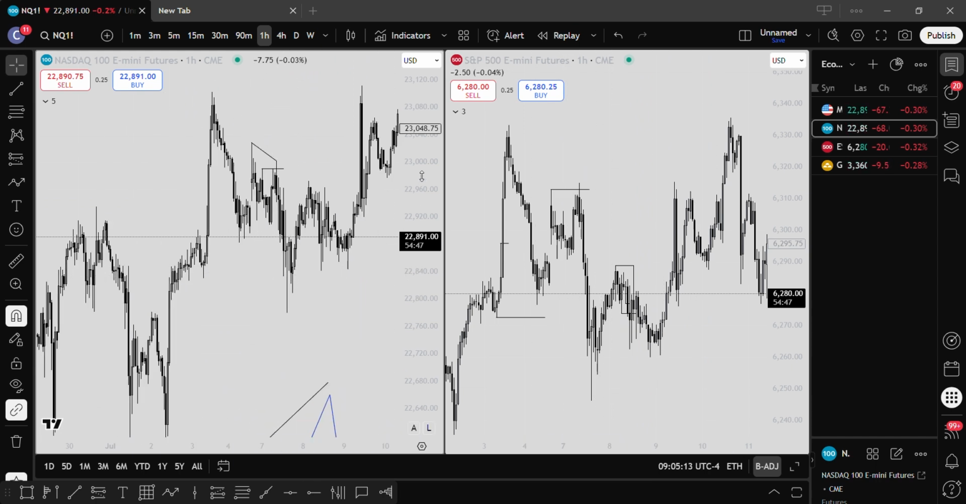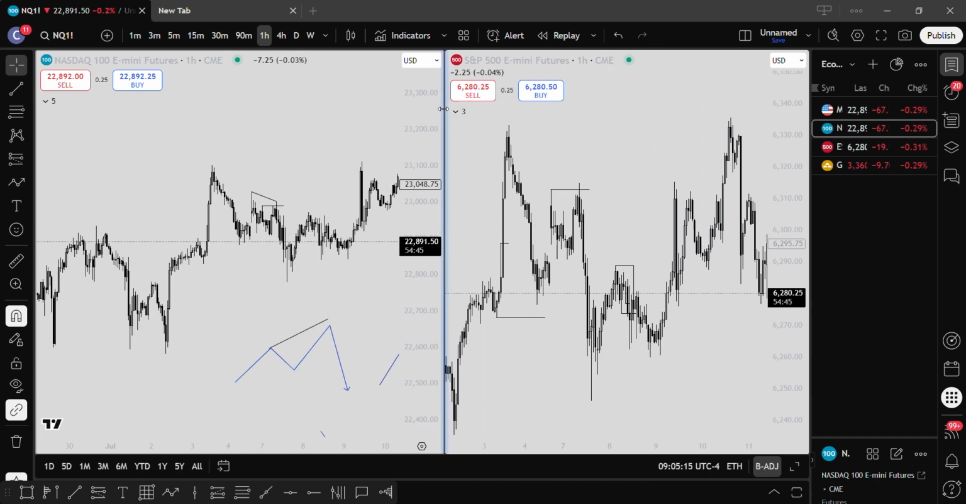Try to spot as many as you can of those confluences on the chart and screenshot it and put it in your journal on Notion.